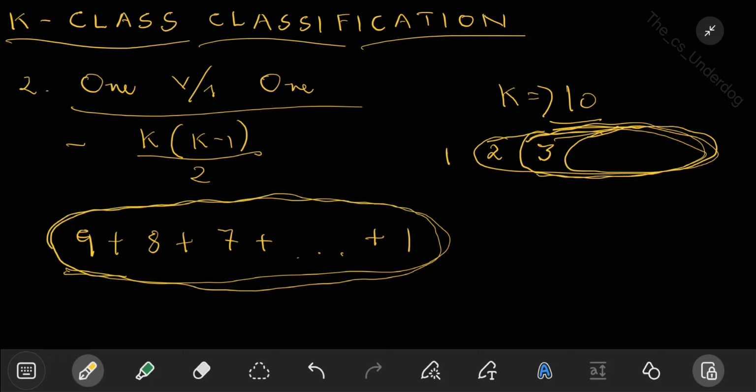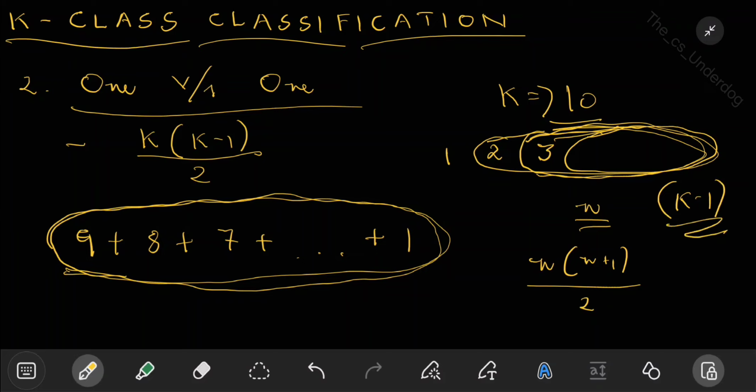What is the sum of the first n natural numbers? It is n into n plus 1 by 2. So what is the sum of the first k minus 1 natural numbers? It will be k minus 1 into k by 2. So that is this figure, k into k minus 1 by 2.